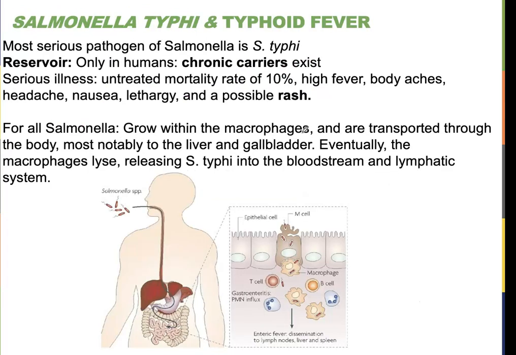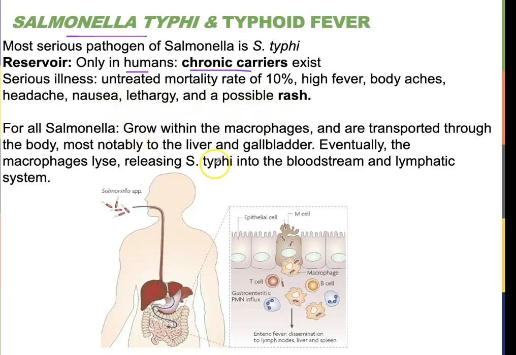The most serious pathogen of our Salmonella genus is going to be Salmonella typhi. It causes something called typhoid fever. And this strain is only found in humans. And basically asymptomatic chronic carriers do exist. It's very, very serious. The mortality rate is 10% if you let it go untreated. You have a really high fever, body aches, nausea, lethargy, and possible rash.